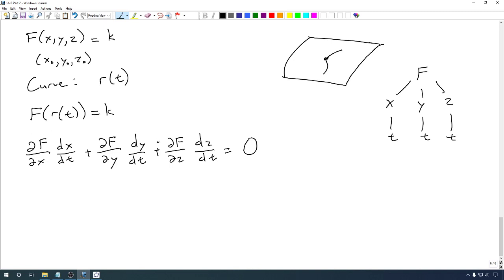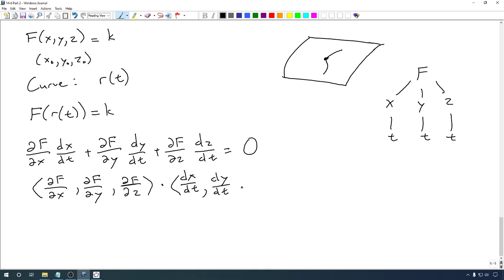If we look at this thing, this is a dot product. We have the partial f with respect to x, y, and z. So let's go ahead and write this all out explicitly so we know what we're looking at. But that's then dotted with dx dt, dy dt, and dz dt. But this first one is the gradient. This is the gradient of capital F. That's what we just defined.